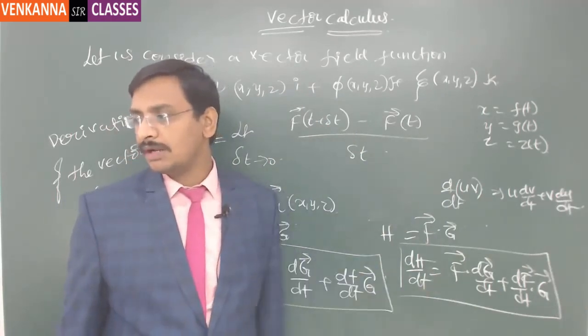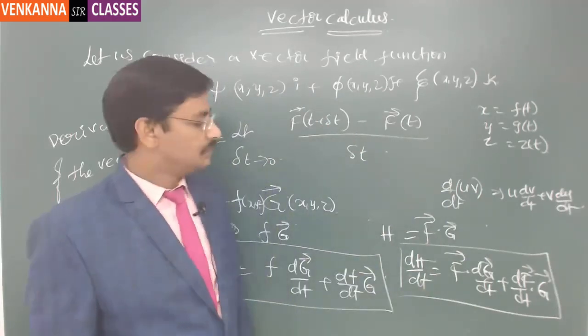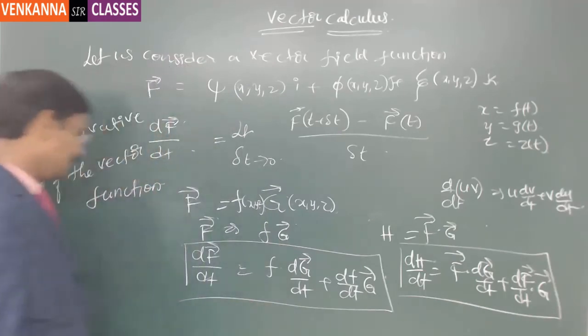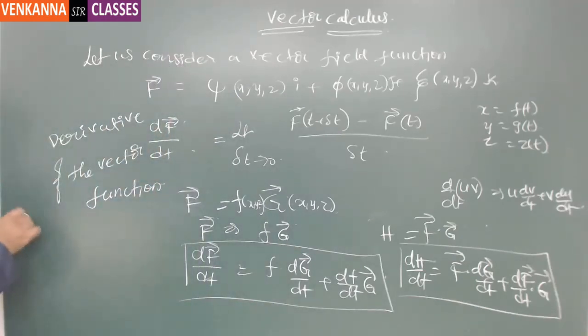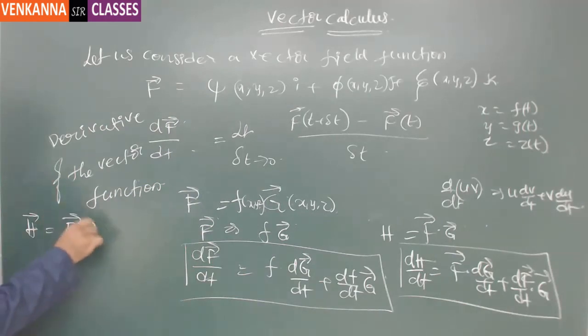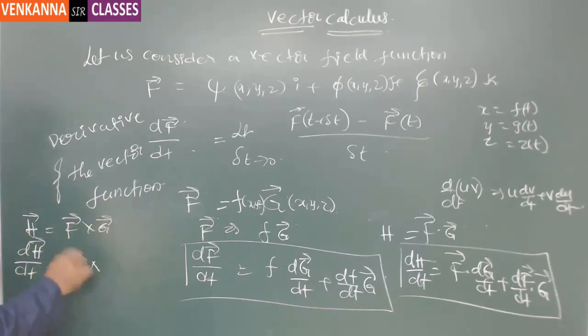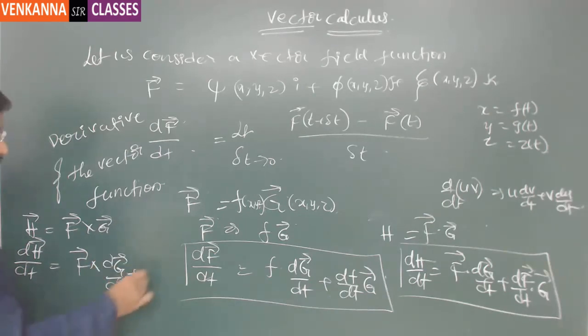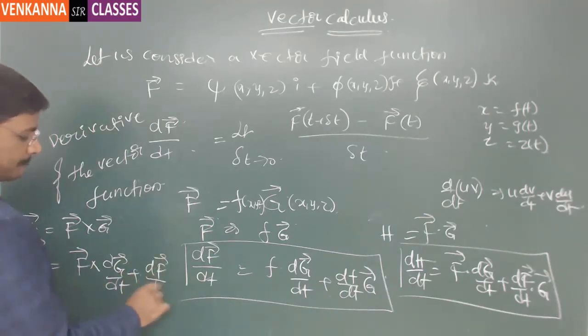In exactly the similar manner, even if you have a cross product, you will follow the same principle. That is, let us say H is defined as F cross G, then dH by dt is given as F cross dG by dt plus dF by dt cross G.